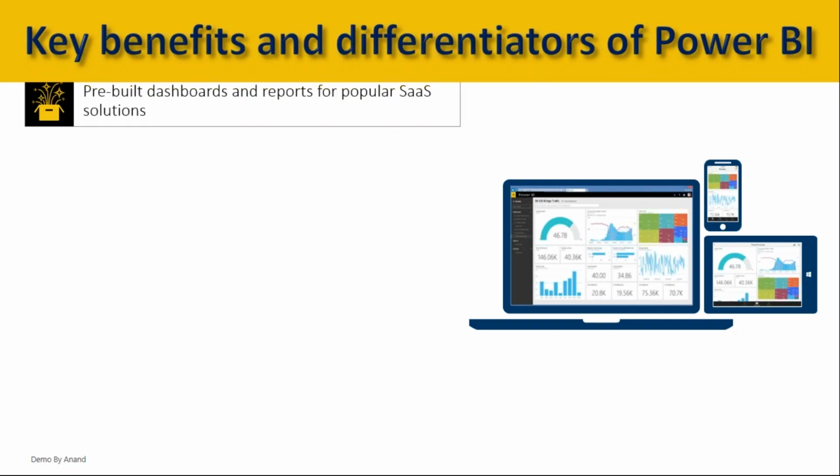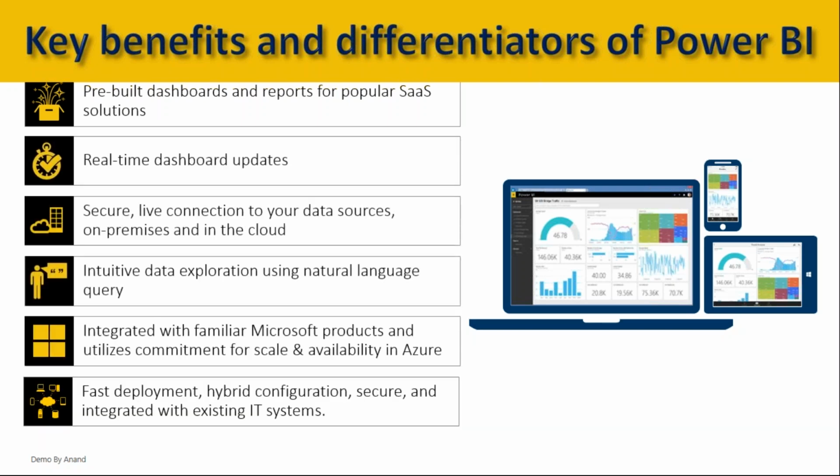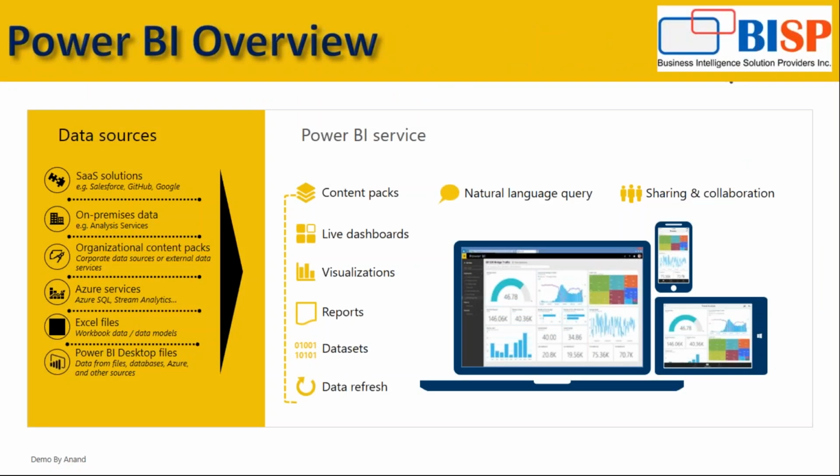So the key benefits and differentiation of Power BI are, you have an inbuilt dashboard on the Power BI service. You can access the data in real time. You can secure your data, your on-premises data and cloud data also. You can explore the data not only by dragging and dropping. You can just type text like, I want to see top three employees in my company. It will give the visualization for you. You can write in natural language. That's the benefit called Q&A in Power BI. Okay, so this is what Power BI can do. Power BI service contains Power BI content packs, live dashboards, visualizations, reports, data sheets. All these things you can see in the Power BI service.